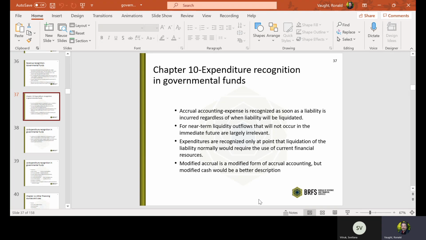Expenditures, as opposed to expenses, are recognized only at the point that liquidation of the liability normally would require the use of current financial resources. Modified accrual is a modified form of accrual accounting, but modified cash would be a better description. In fact, when they came up with the term, they seriously thought about calling it modified cash, but there was some other system that was using the term modified cash, so they ended up with modified accrual.